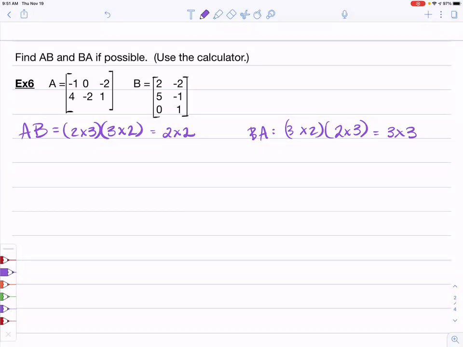All right, so go ahead. I would strongly recommend putting matrix A in for A and putting matrix B in for B. So go ahead and type in what matrix A is.